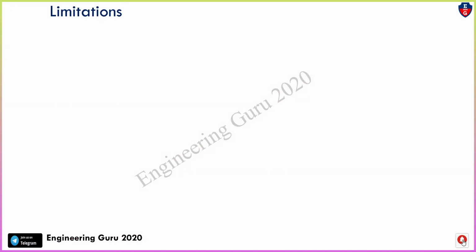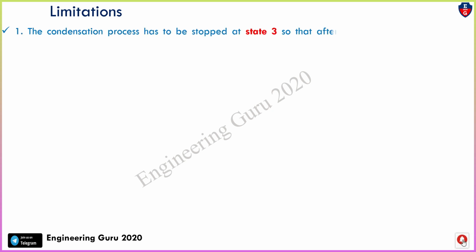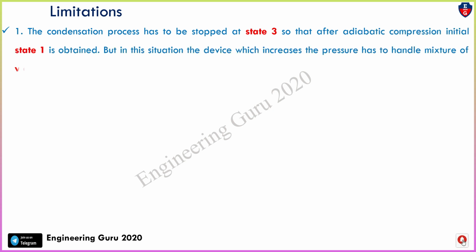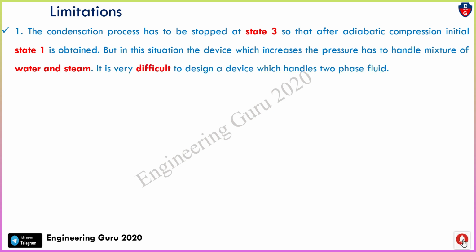Now some limitations of this Carnot vapour cycle. First one: the condensation process has been stopped at state 3 so that after adiabatic compression initial state 1 is obtained, but in this situation the device will increase the pressure and has to handle the mixture of water and steam. It is very difficult to design a device which handles two phases of fluid. So this is limitation number 1.